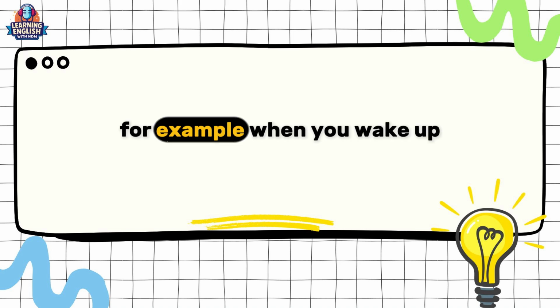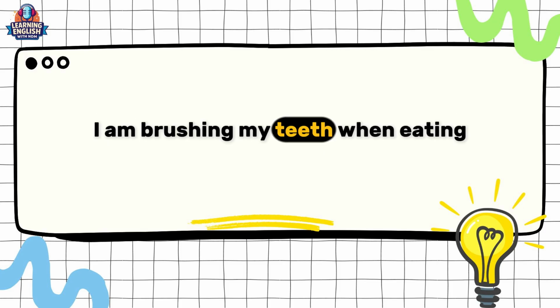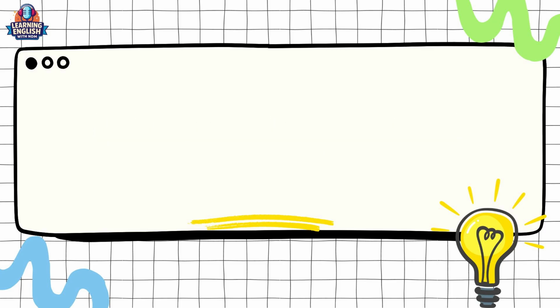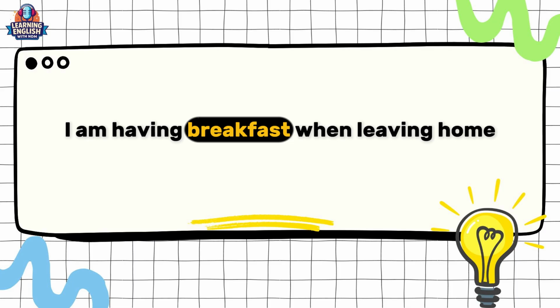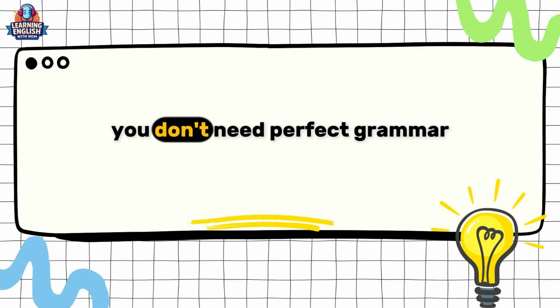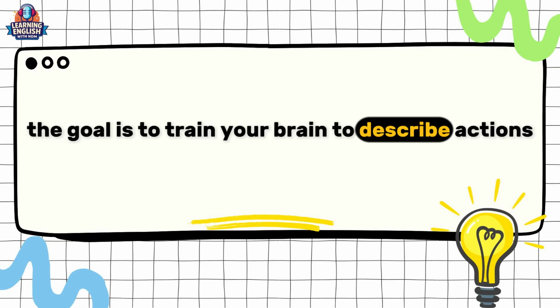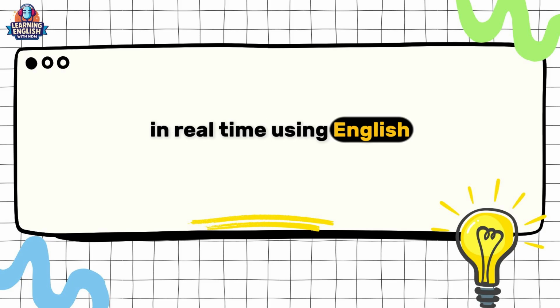For example, when you wake up, I am waking up. When brushing teeth, I am brushing my teeth. When eating, I am having breakfast. When leaving home, I am going to work, or I am going to school. You don't need perfect grammar. The goal is to train your brain to describe actions in real time using English.